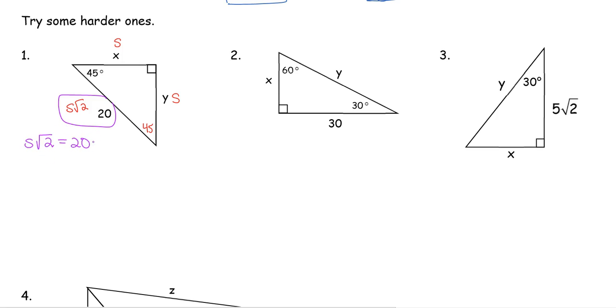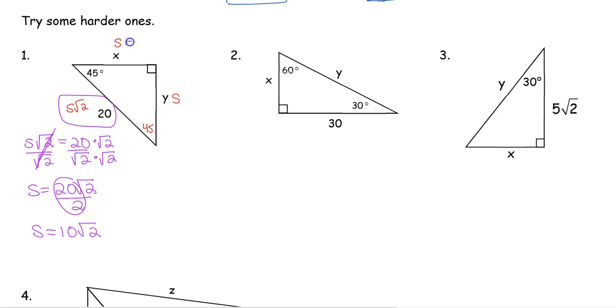Remember, if I'm not given s, my first step is to find s. So to find s, I have to divide by root 2. Anything divided by itself cancels. Now I have a problem. I have a radical on the bottom, and during our radical review, we reminded ourselves that we cannot have a radical on the bottom, so I have to rationalize. So I multiply top and bottom by root 2. That gives us 20 root 2 all over 2. 20 divided by 2 is going to cancel, so we find that s is 10 root 2.